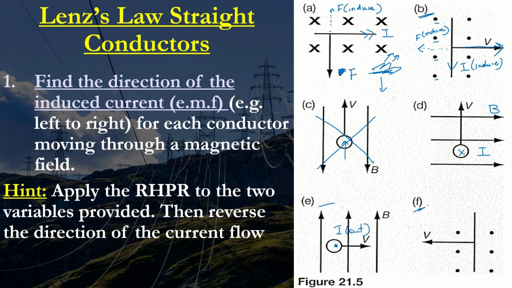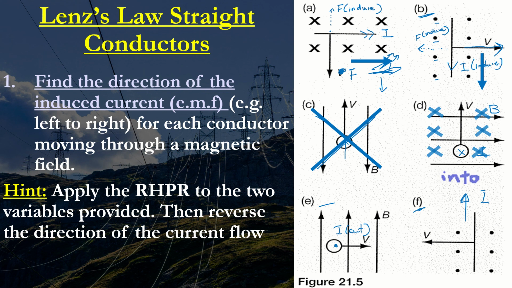Question F. The force on the conductor is going to the left. And the magnetic field is coming out of the page. So according to my left thumb, the induced current is going up. And that should match all the answers that I said there.